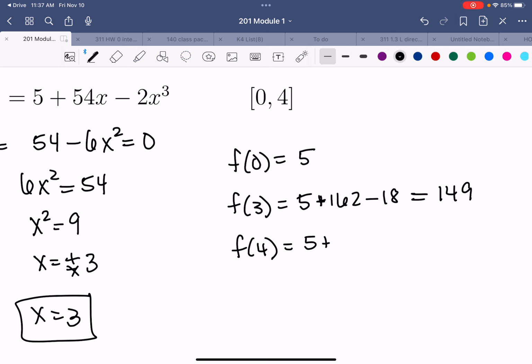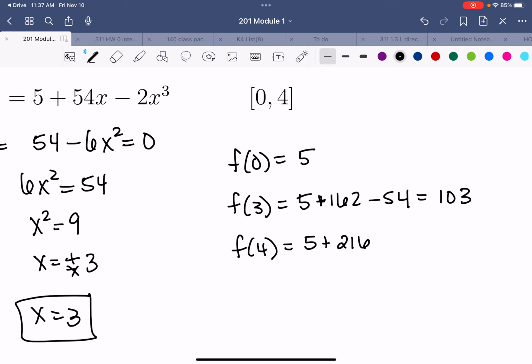And I did this wrong again. Back the train up. All right, so when we plugged in 3, we got 5. 54 times 3 was 162. 3 cubed is 27. 27, times 2 would be 54. So we're subtracting 54. So let's try that. 162 minus 54 plus 5 gives me 113. Okay, there we go. Now back to 4.